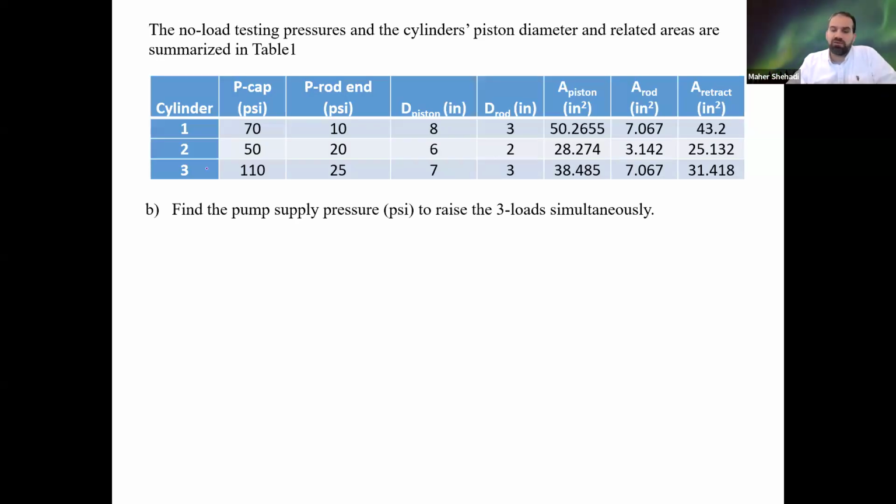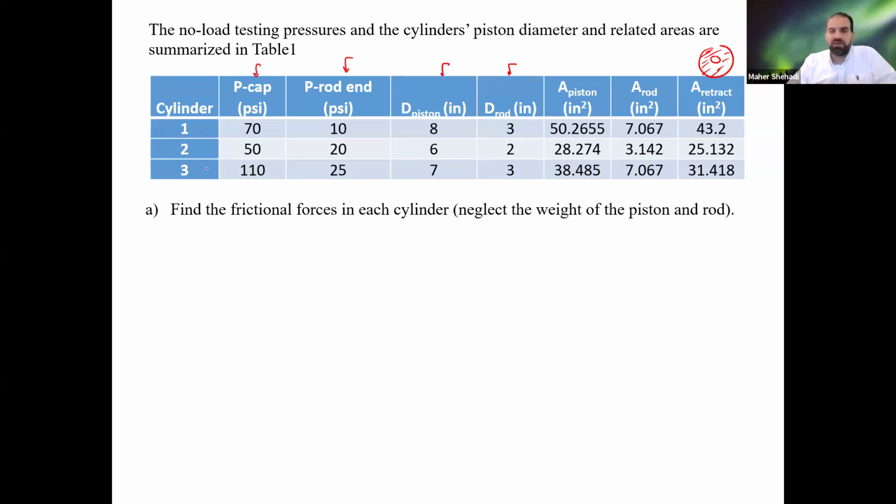So to do that, I will need to find the pressure. I will need to know the flow rate, which we have. First, I will need to find the friction in order for me to find the pressure needed. So even if they don't ask you to find the friction, you would still need to find it in these cases.